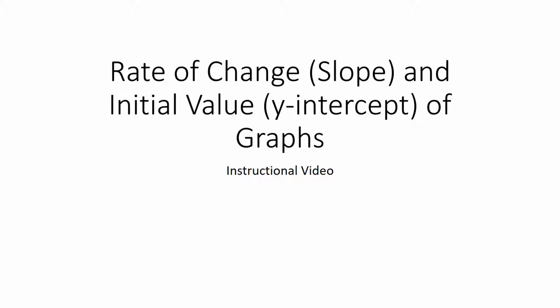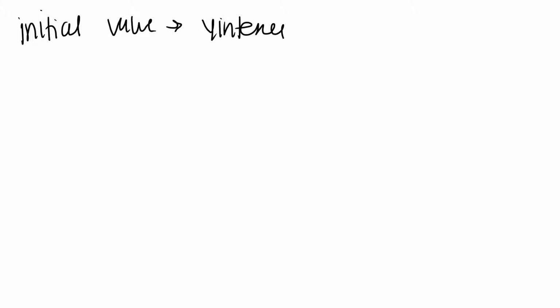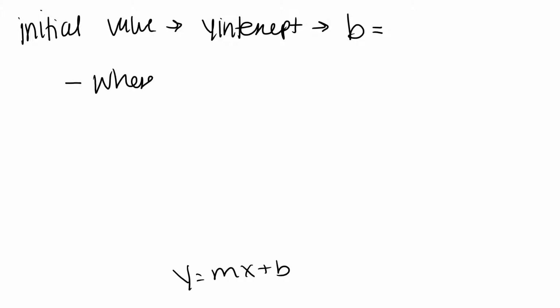This is an instructional video on how to find the rate of change, the slope, and the initial value, the y-intercept, of a graph. So, the initial value, also called the y-intercept, is the b equals part of the y equals mx plus b equation. It is where the line crosses the y-axis.